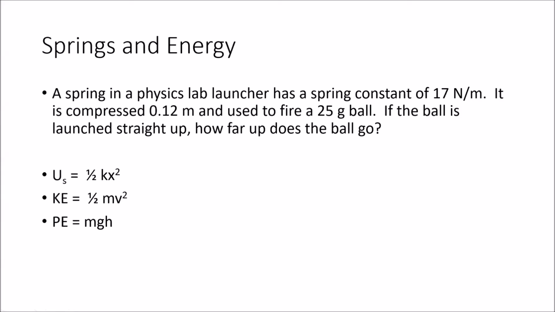This time, we have a spring in a physics lab launcher with a spring constant. I changed it a little bit. I made it 17 newtons per meter, whatever. It's compressed 12 centimeters, 0.12 meters, and the ball now has a mass of 25 kilograms. So I made a little bit of change. Now we're going to say that the ball is launched straight up. And instead of asking the velocity when it leaves the lab launcher device, we're instead going to ask how far up does that ball go?